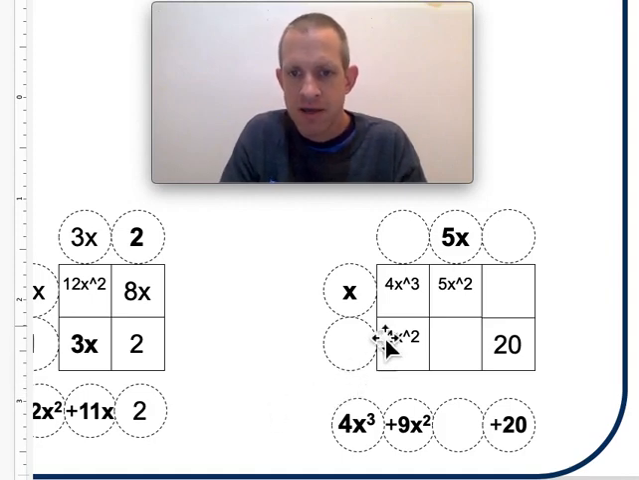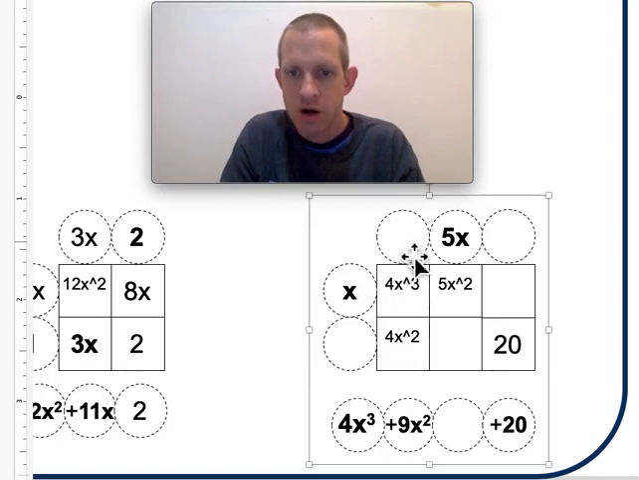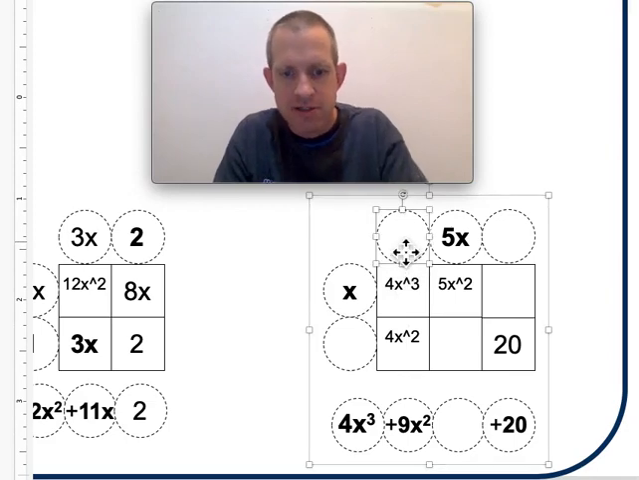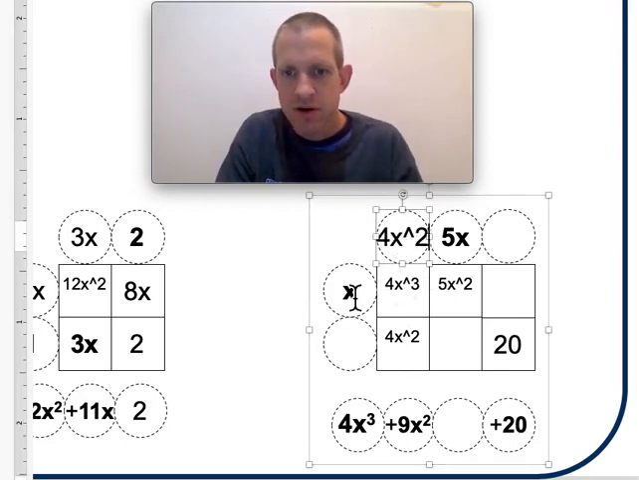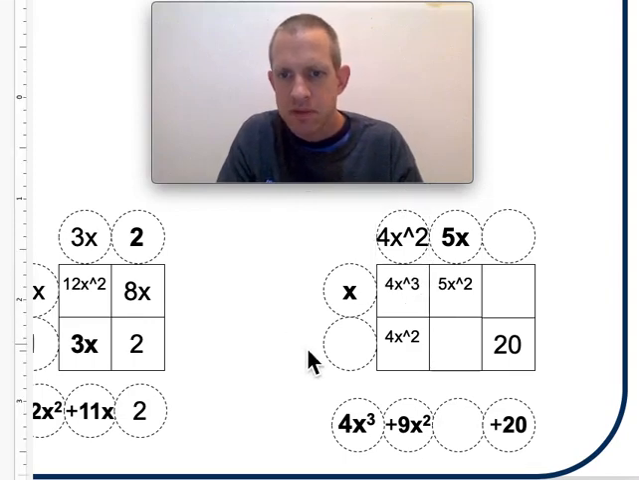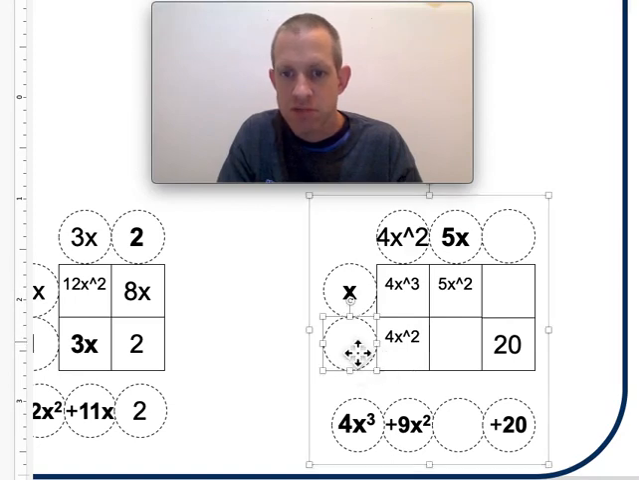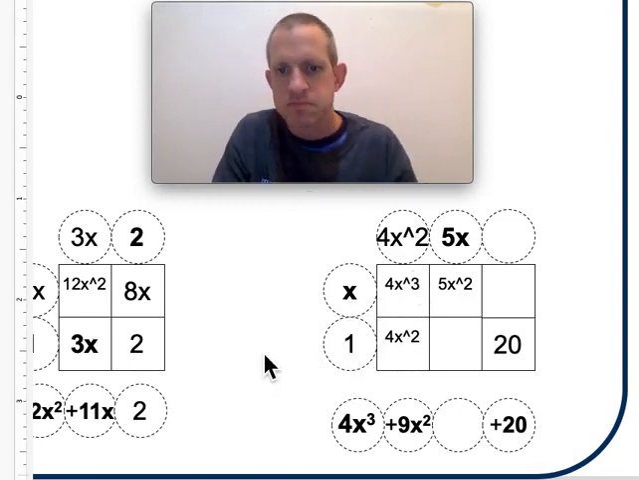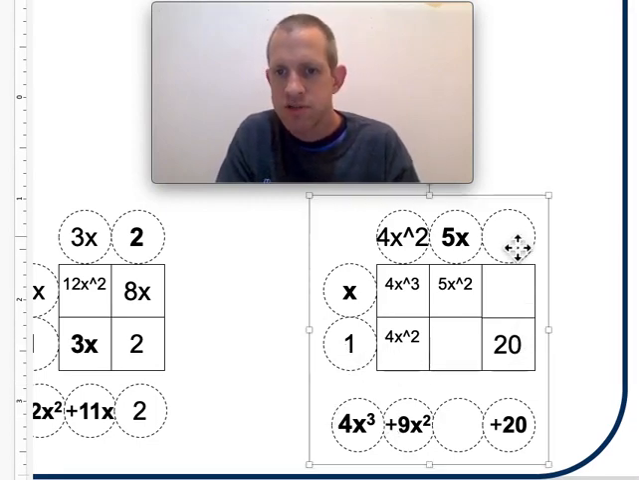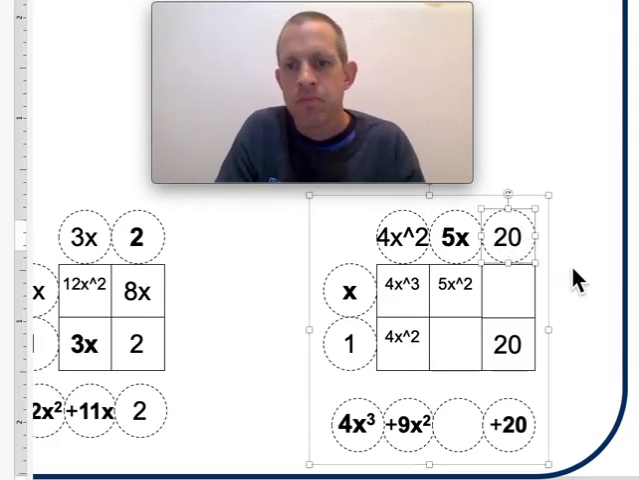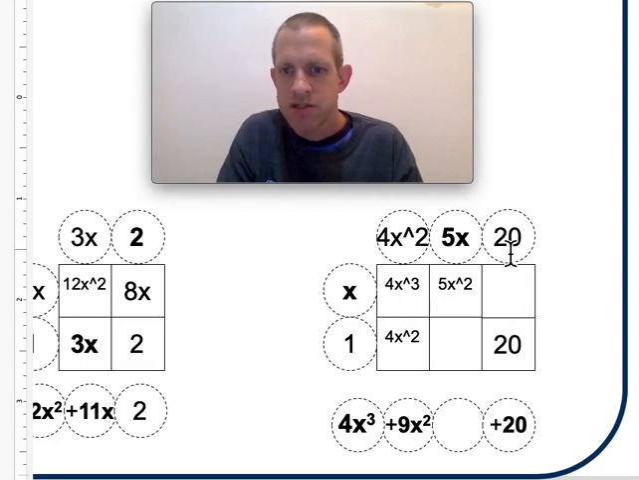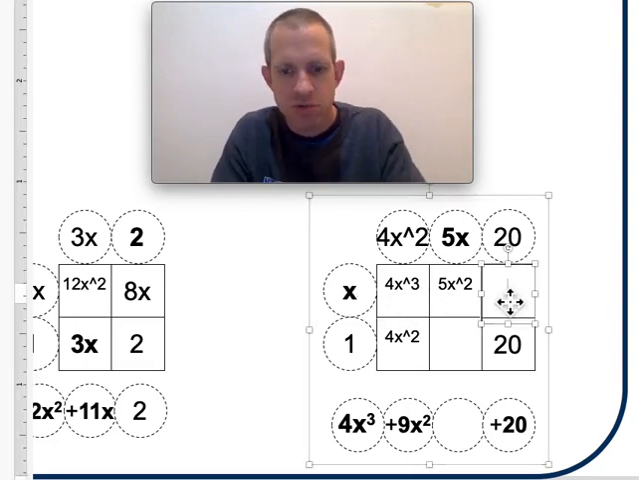Now I think I can reason out what the circle has to be, because these have to multiply together. And so I need a 4 to get the 4 in there. And I need an x squared, because x squared times x gives me x cubed. And well, that would allow me to figure out what this is. Like we saw in the last problem, this must be a 1. Because 1 times 4 is 4x squared. And if that's a 1, 1 times 20 would give me 20. So this must be a 20 up here. And continuing with that multiplication sort of thinking, 20 times x, this box must be 20 x's.